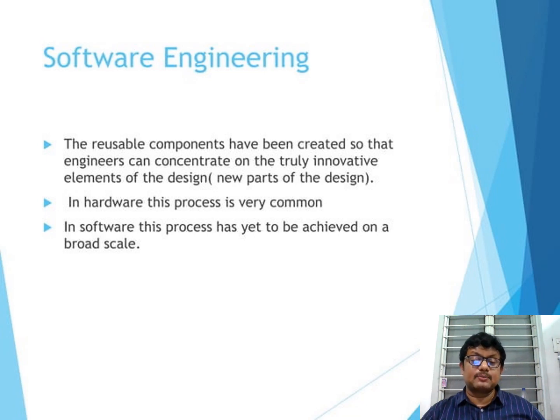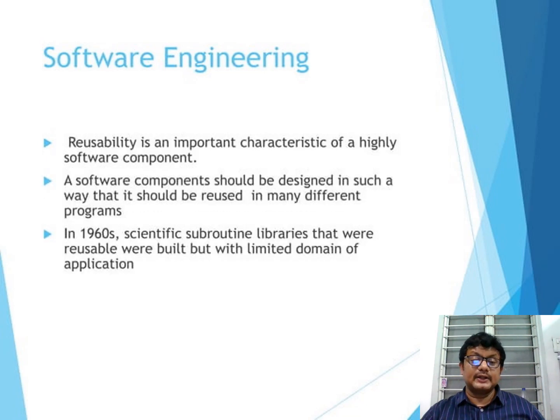In hardware, this process is very common. In software, this process has yet to be achieved on a broad scale. Reusability is an important characteristic of a high-quality software component. A software component should be designed in such a way that it can be reused in many different programs. In the 1960s, reusable scientific subroutine libraries were built, but with a limited domain of application.